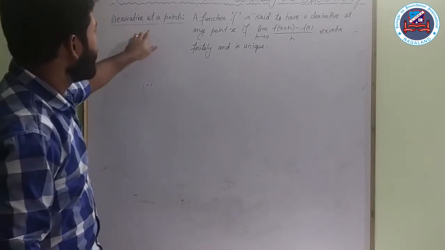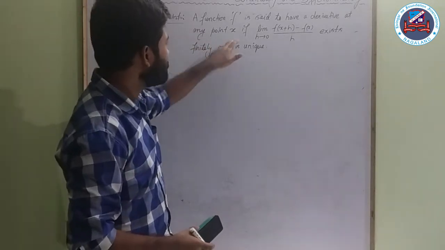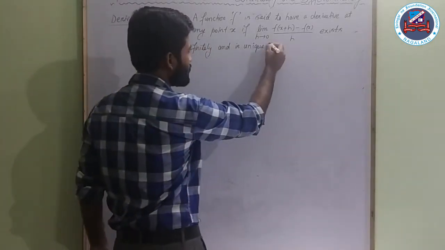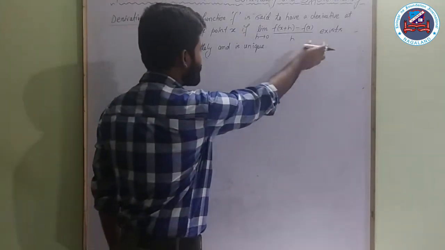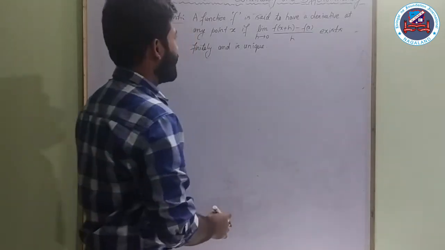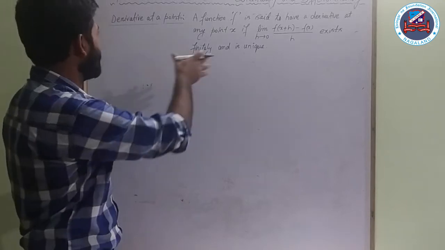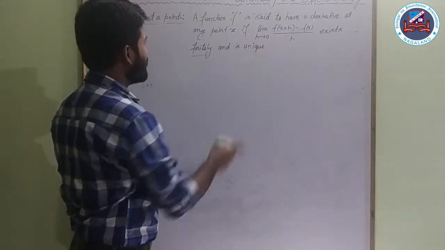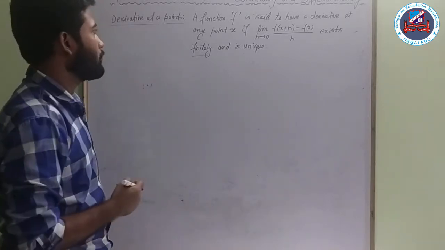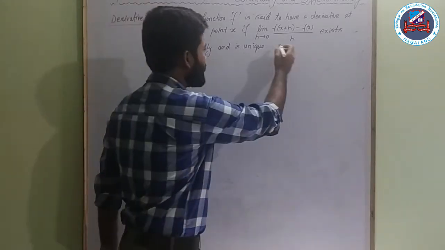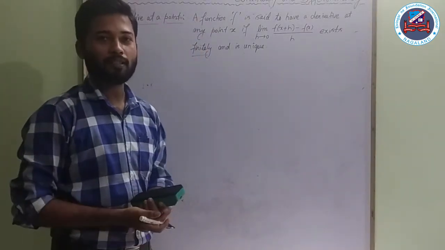So what is that? A function f is said to have a derivative at any point x if the limit as h tends to 0 of f(x + h) minus f(x) by h exists. If this limit exists, is finite and is unique, then we can say that the derivative of the function f exists at the point x. Okay. When I say the limit exists, what does it mean? It means that the left hand limit and the right hand limit are equal.